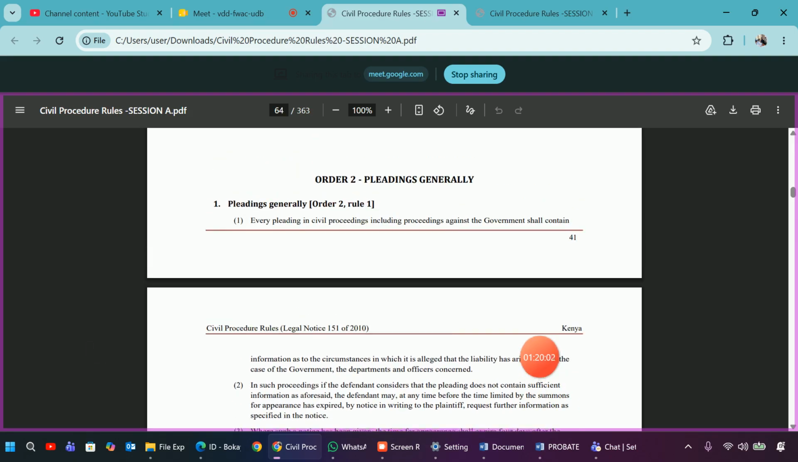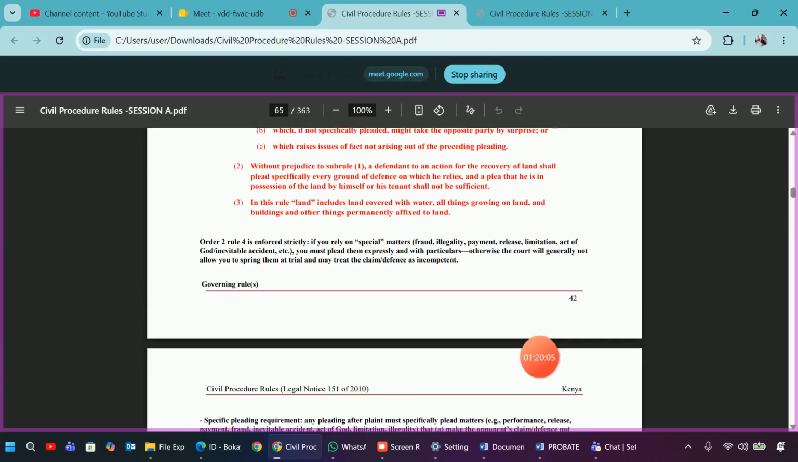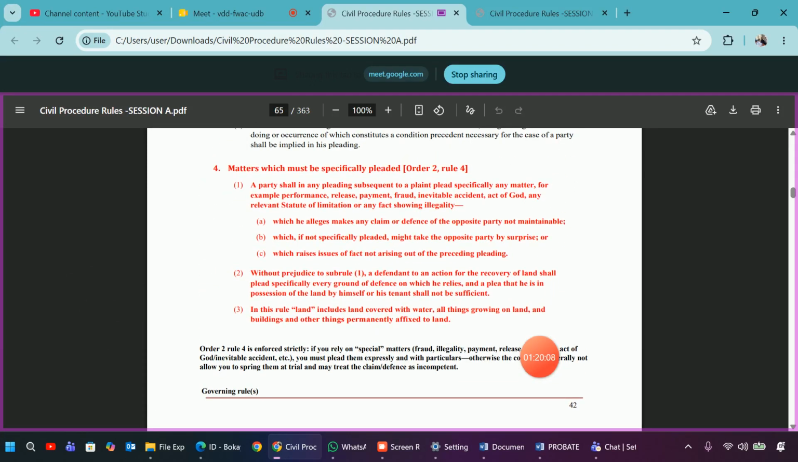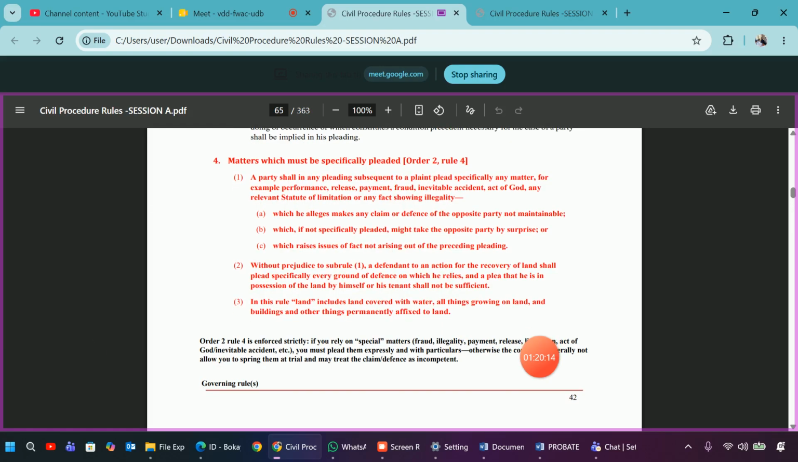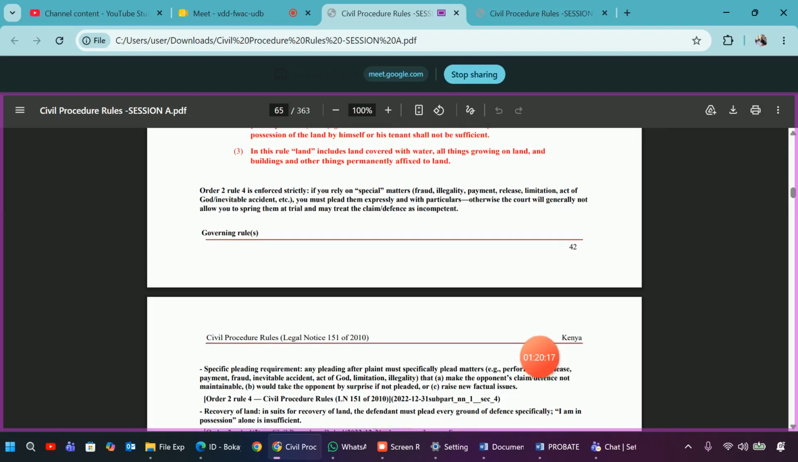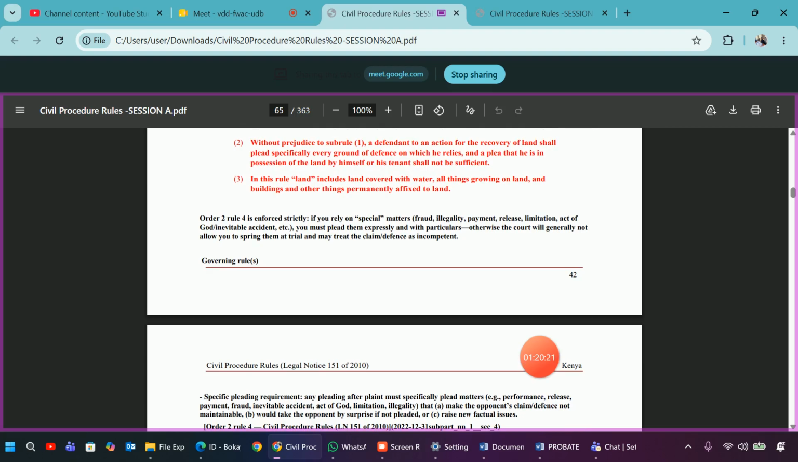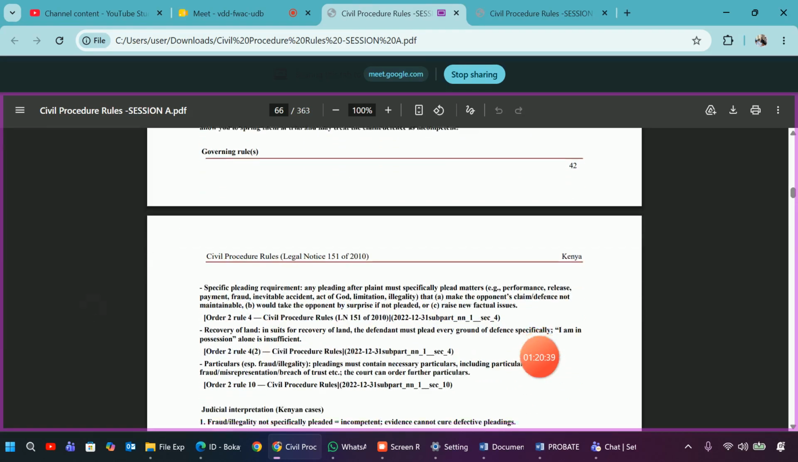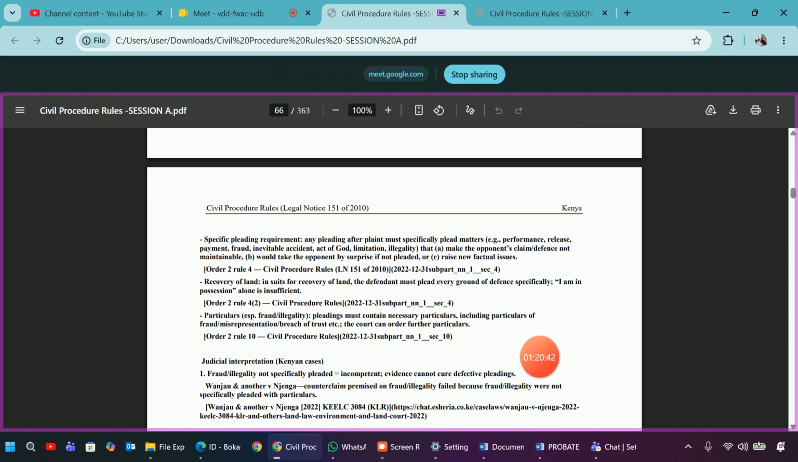Order 2 is generally talking about pleadings in a general manner. So basically, what you need to understand is Order 2 Rule 4, matters which must be specifically pleaded in a plaint. So Order 2 Rule 4 is enforced strictly. If you rely on special matters like fraud, illegality, payment, release and limitation, or act of God or inevitable accident, etc., you must plead them expressly and with particulars. Otherwise, the court will generally not allow you to spring them at trial and may treat the claim or defense as incompetent. So for us to understand, check at the specific pleading requirement.